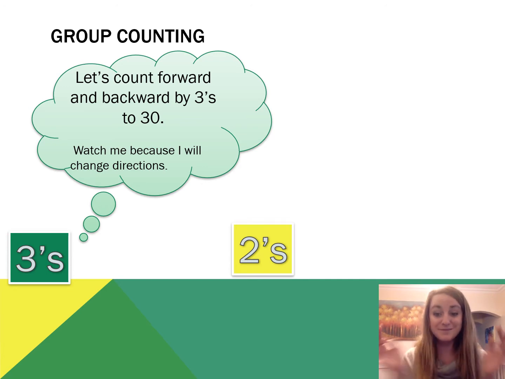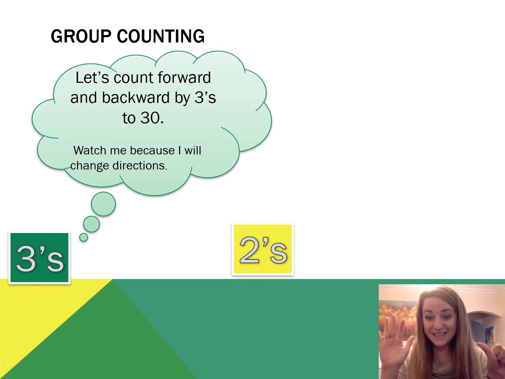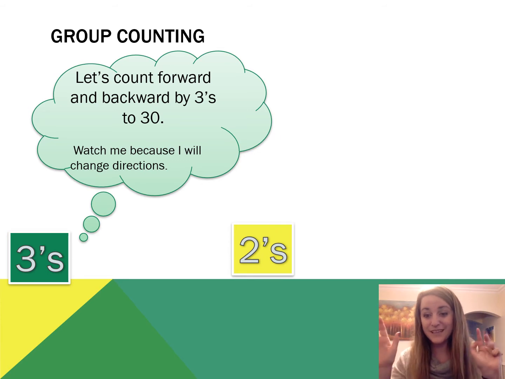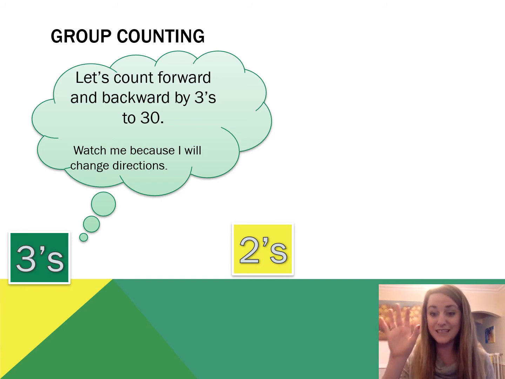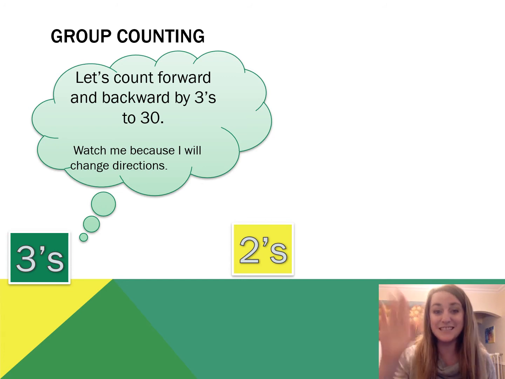Let's start. Wiggle it out. Bring it close. Let's count forward and backwards by 3s to 30 and go. 3, 6, 9, 12, 15, 18, 21, 24, 27, 30. Bring it down. 30, 27, 24, 21, 18, 15, 12, 9, 6, 3, and 0.